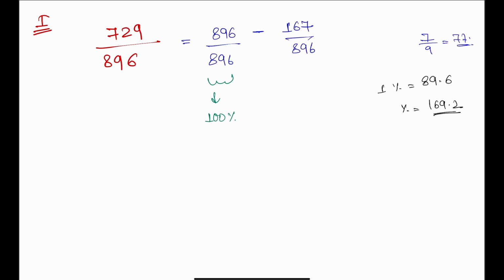10%. So here 20% will be this much. But we have only 167. Now how far are we going? How much more are we going?